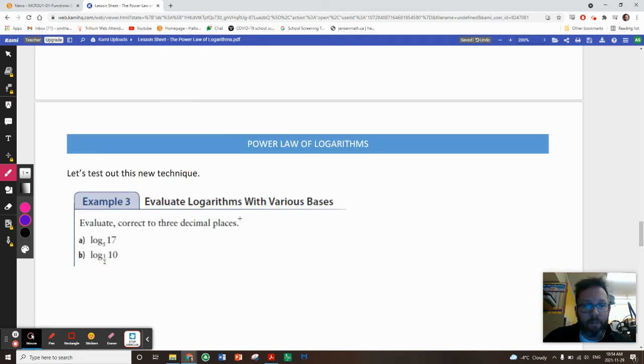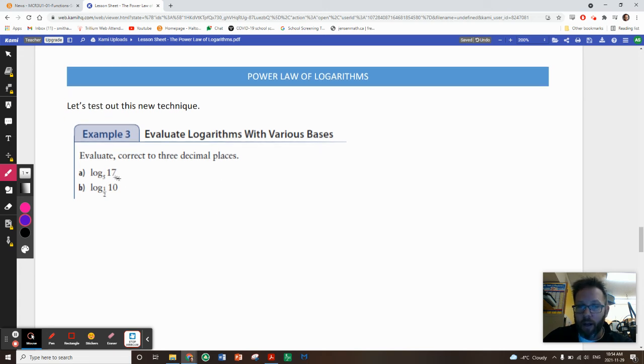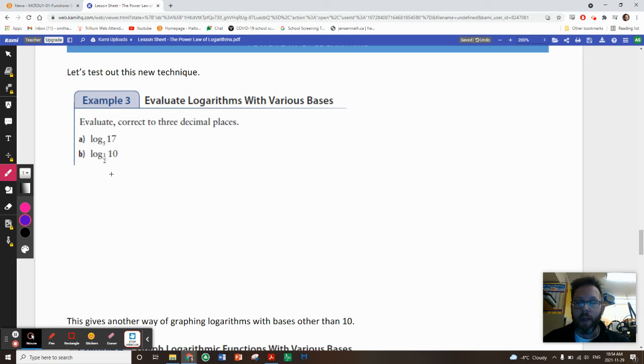Let's test out this new technique to evaluate these two logarithms on our calculators. Before today, we would not be able to do this. So let's look at A. Log base 5 of 17 equals what? Remember, this is like saying 5 to what power gives you 17? Not obvious at all, right? But using our new rule, we can write this as log 17 divided by log 5, which we can do on our calculators. Log 17 divided by log 5. And to two decimal places, I got 1.76.